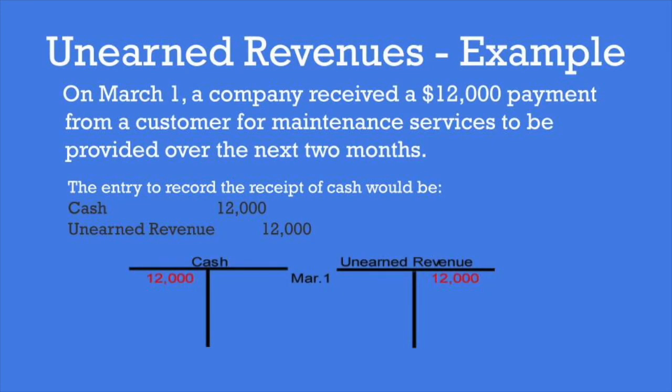So here's an example. On March 1st, a company received a $12,000 payment from a customer for maintenance services to be provided over the next 2 months. So someone paid us $12,000 in advance. We're going to record that simply as debit cash, $12,000. Money came in, cash went up. And unearned revenue, which is a liability account, we need to record as a credit.